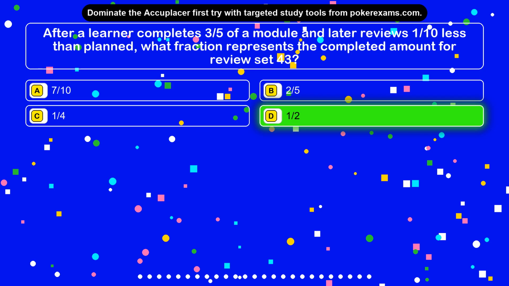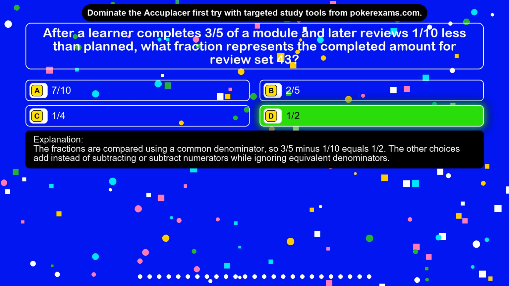The correct answer is option D, 1/2. The fractions are compared using a common denominator, so 3/5 minus 1/10 equals 1/2. The other choices add instead of subtracting or subtract numerators while ignoring equivalent denominators.